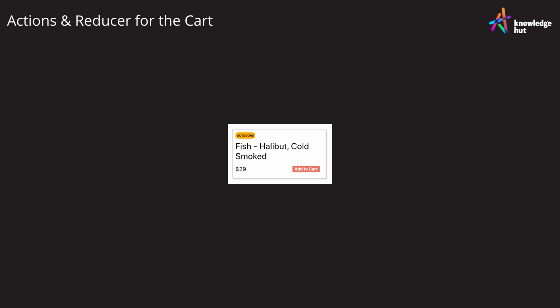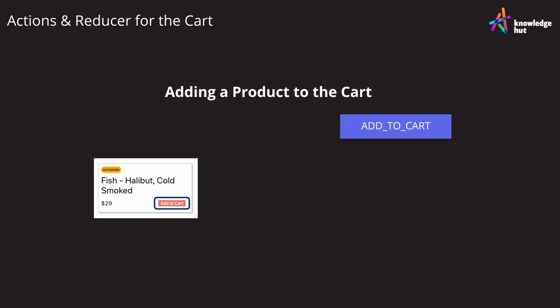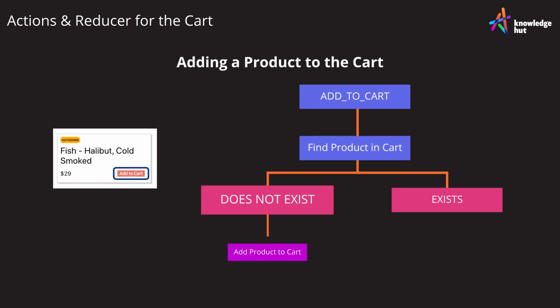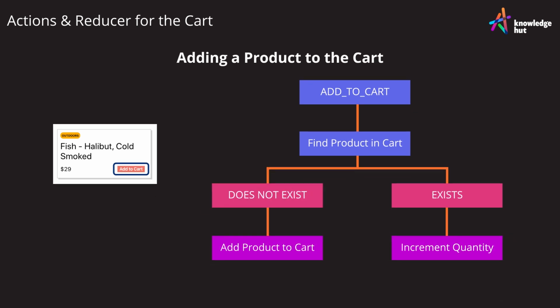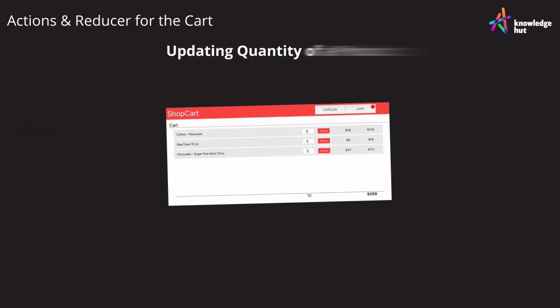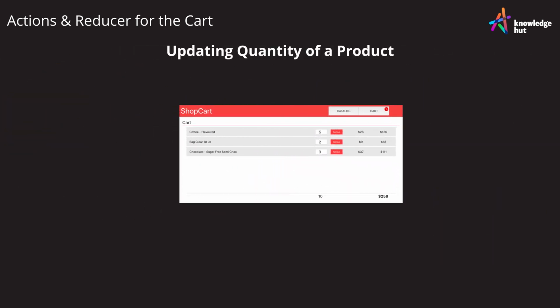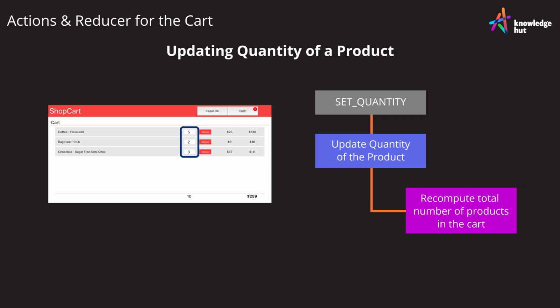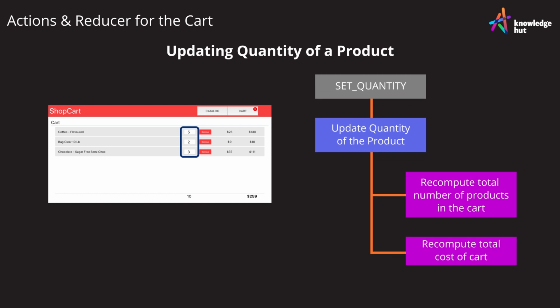On the catalog page, we first need a way to add products to a cart. And if a product already exists, we must not add it again, but should increment its quantity in the cart. Second, on the cart page itself, we should be able to update the quantity of an item or remove it from the list. Updating the quantity should recompute the total number of products in the cart as well as the total cost of the cart.